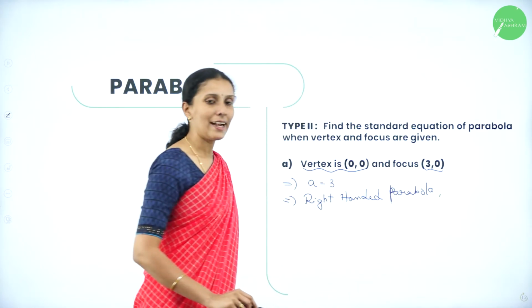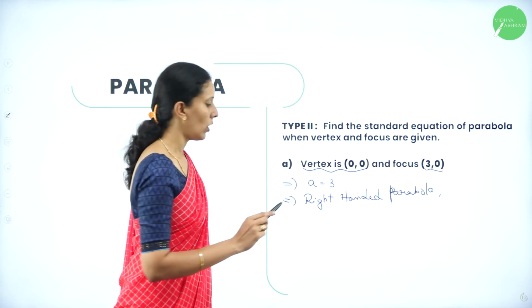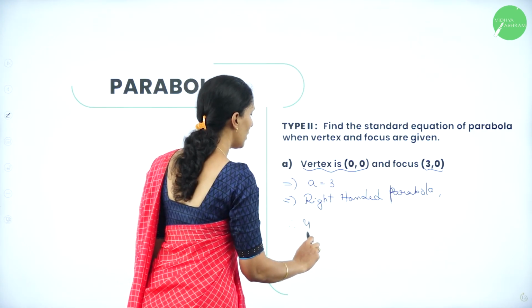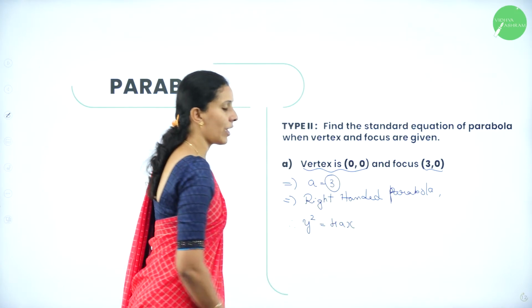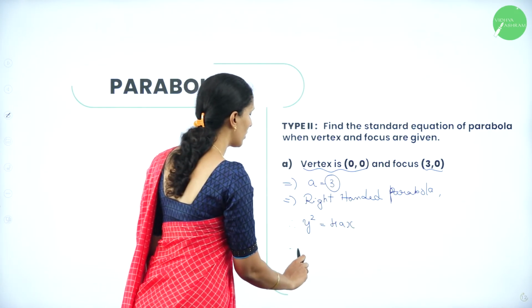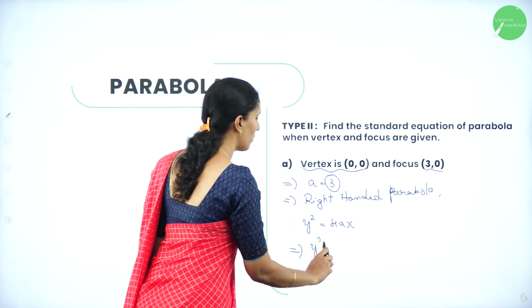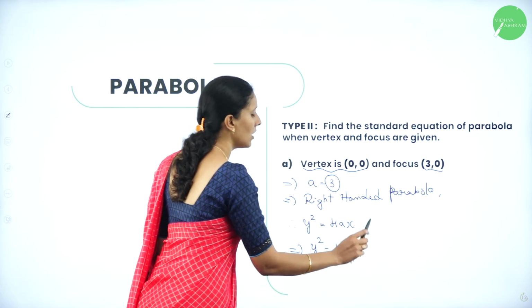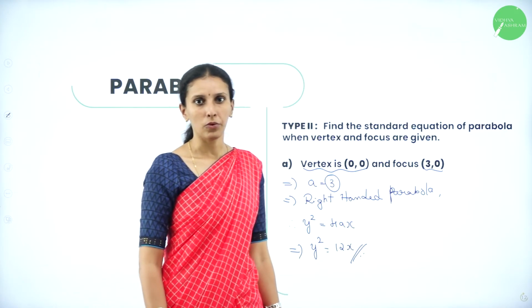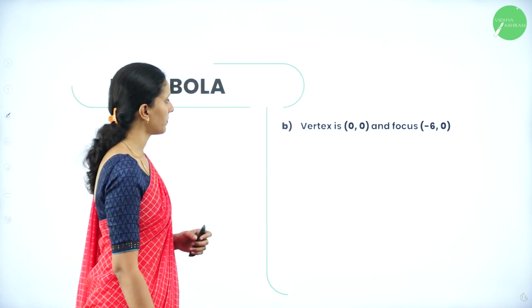So, what is the standard equation of the right-handed parabola? Therefore, it will be y square is equal to 4ax. We know the value of a is equal to 3. So, therefore, the equation of the given parabola is y square is equal to 12x. So, this is the equation of the parabola. Let's see the next question.